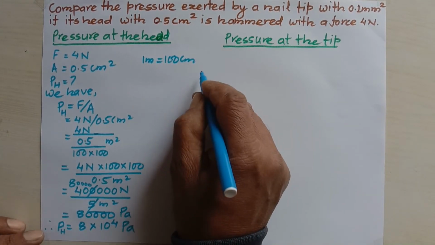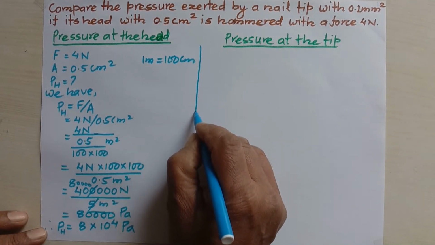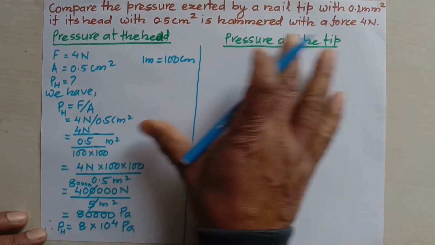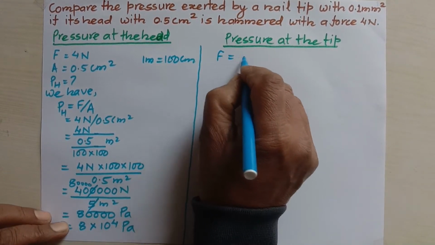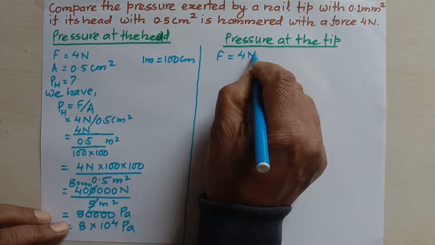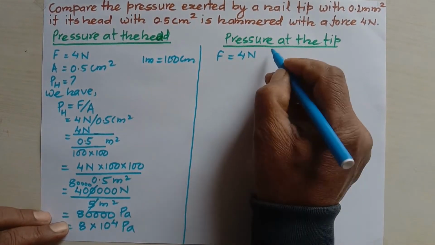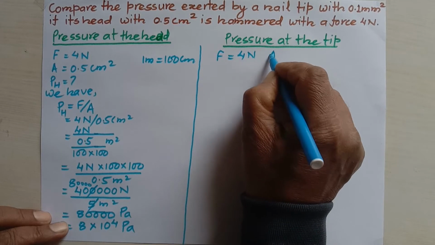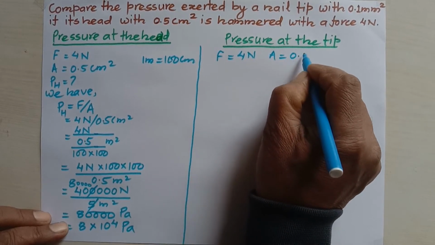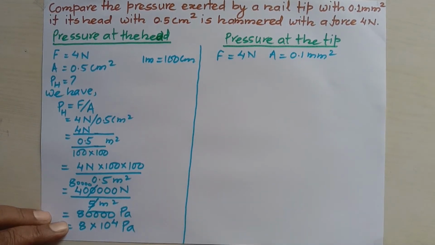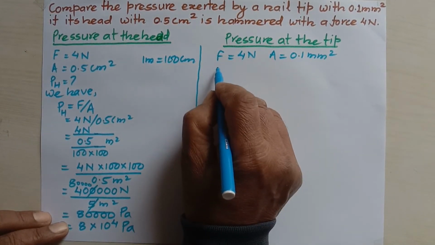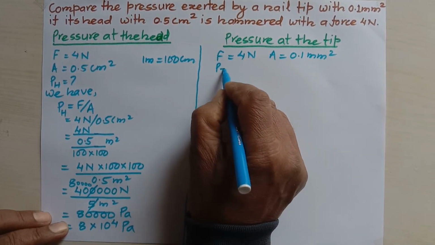80,000 Pascal. Now let's go to the right hand side. Now I want to solve another problem here. Here the force is again 4 Newton. There is no doubt. And the area is given. The area is very small, that is 0.1 millimeter square. Now we are going to calculate the pressure at the tip of the nail.